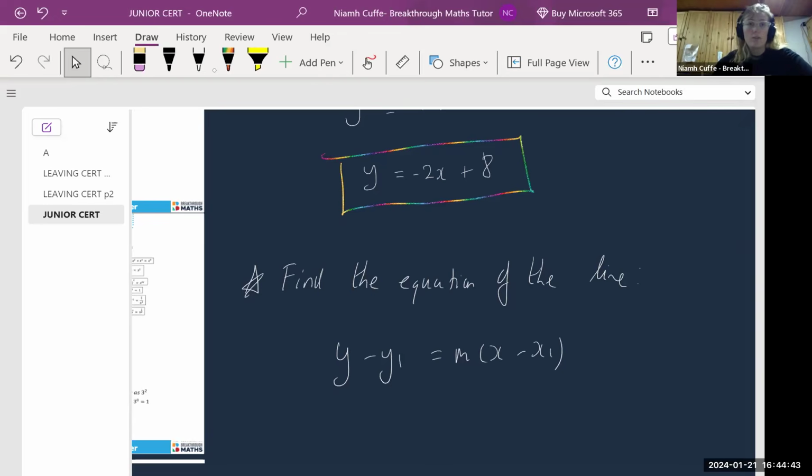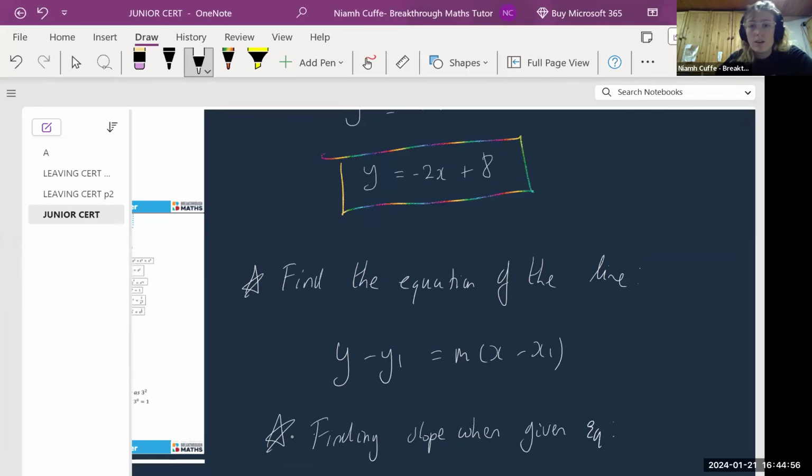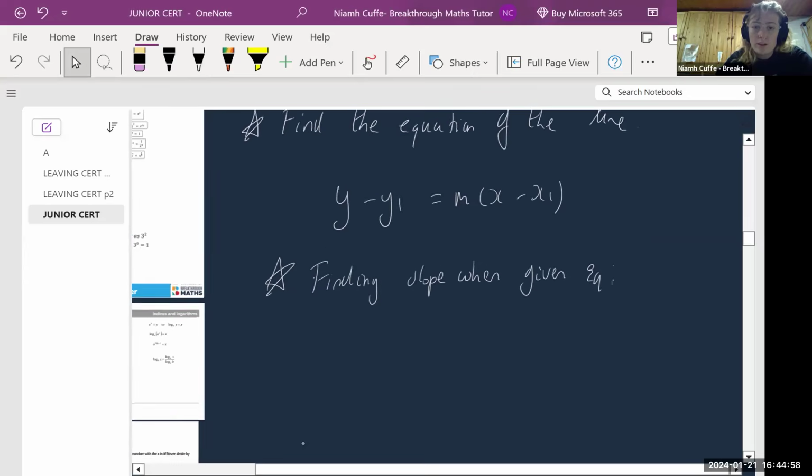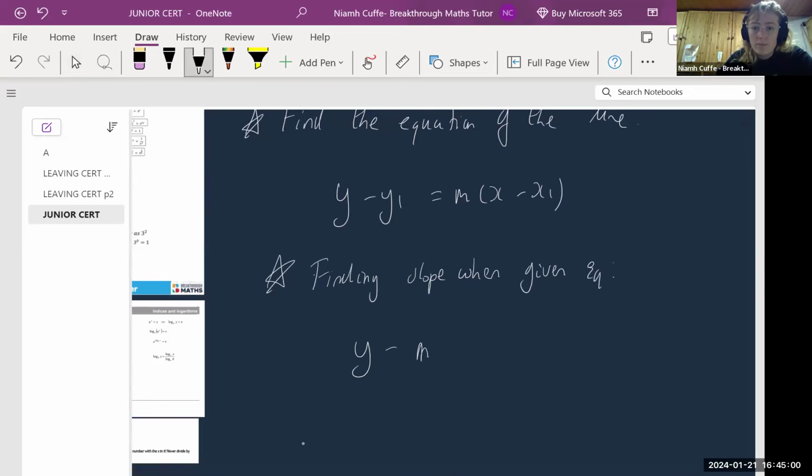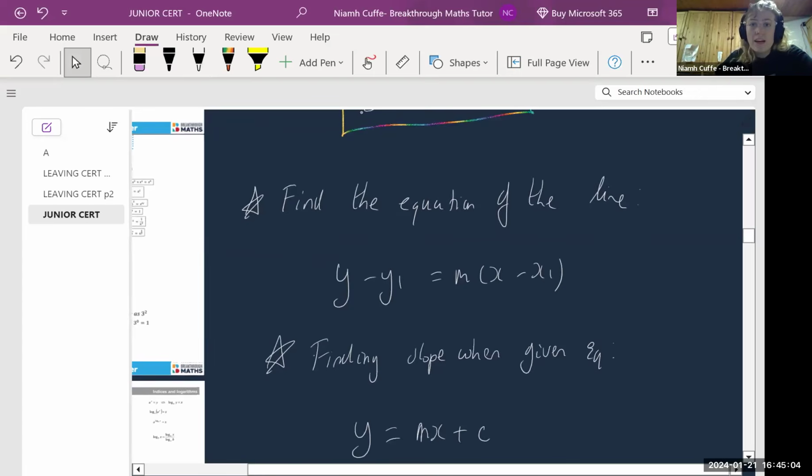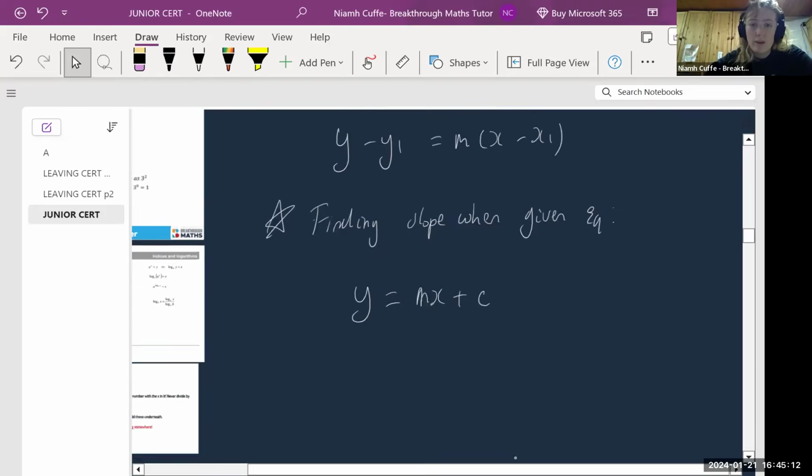Let me show you that now. So I'm going to say: finding slope when given equation, then you're using y equals mx plus c. Is that a bit more clear, guys? Finding the equation of the line, this is our formula. If you're trying to find the slope, but you're already given some equation, this is our formula. Let me show you what I mean.